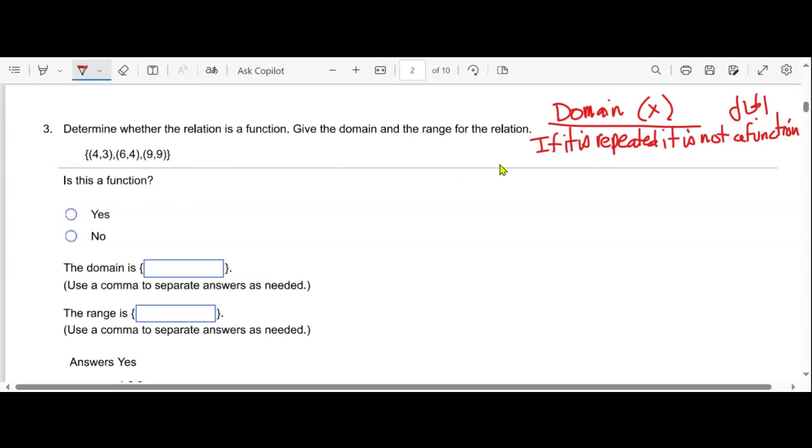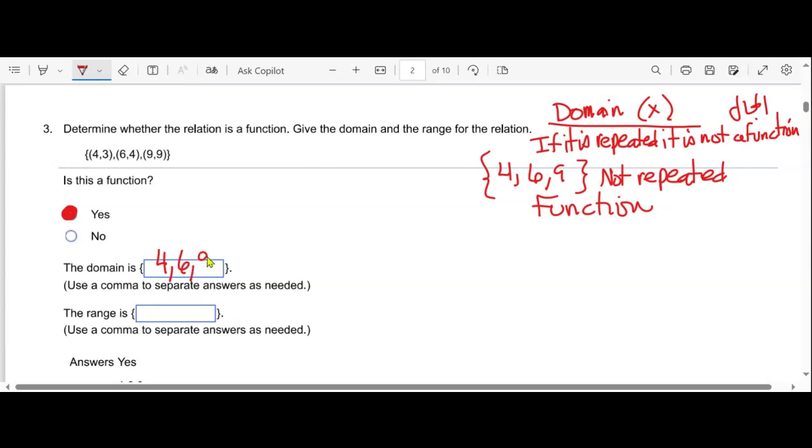So we have here the numbers 4, 6, and 9. Are those numbers repeated? No, not repeated. So it's a function. If it's not repeated, it's a function. So the answer here: is this a function? Yes. Now the domain here is going to be what?